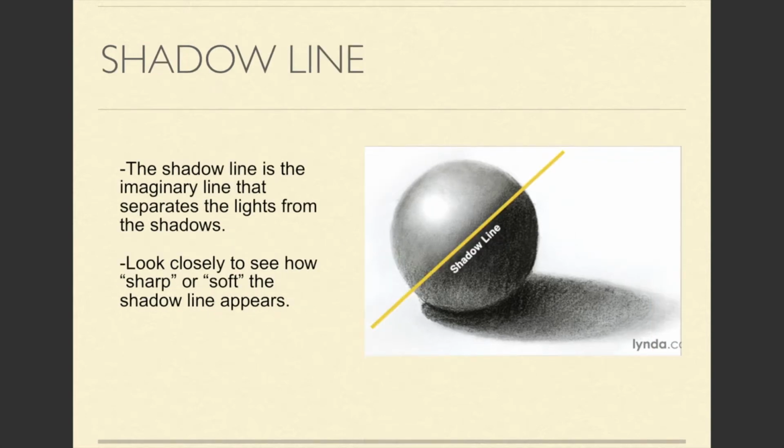The shadow line is the imaginary line that separates the lights from the shadows. The important thing to remember with the shadow line is how soft or hard it looks. Depending on the light source, you can have a very soft and fuzzy shadow line. In other cases, you may have a sharper shadow line. So look for this and depict it how you see it.